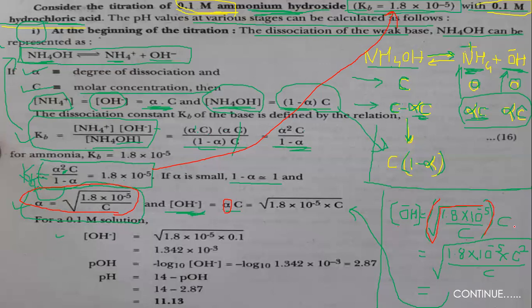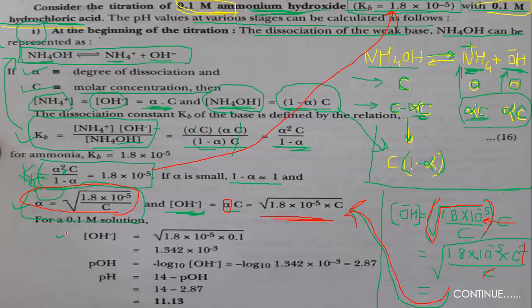So what will happen if you take this C inside the square root? That will become C square. Therefore, C gets cancelled. So which value are you getting now? 1.8 into 10 raised to minus 5 into C. See here, this is the value of your OH minus ion. That is also the value of NH4 plus.